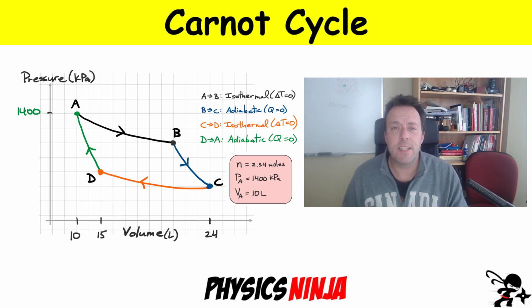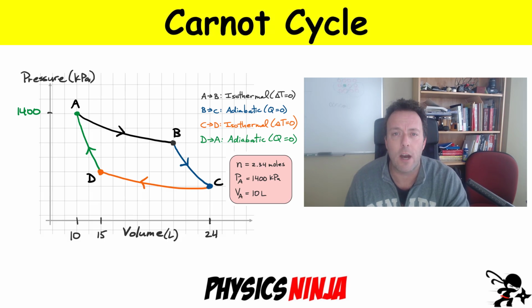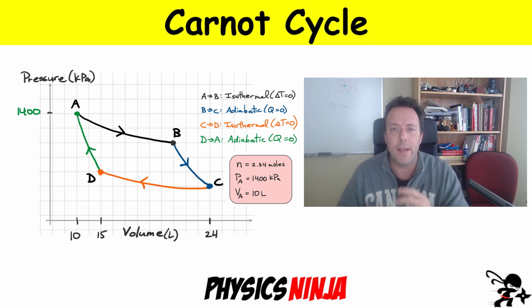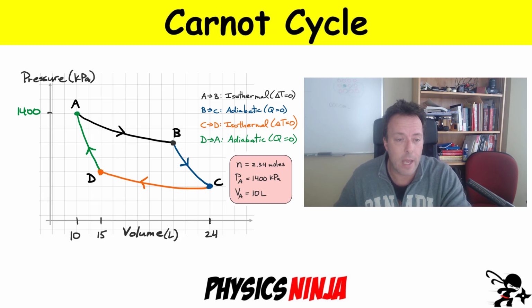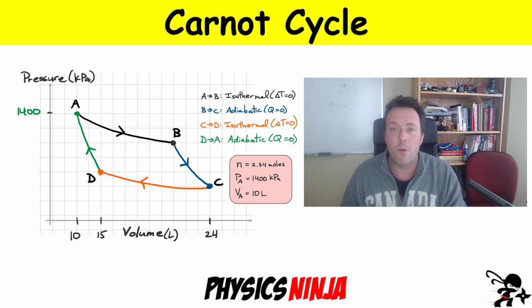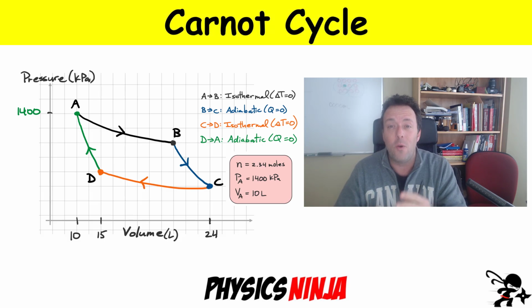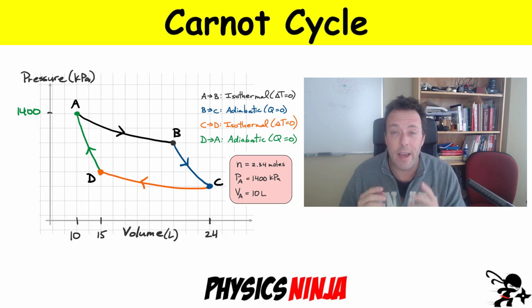Hi everybody, Physics Ninja. Today I want to look at the Carnot Cycle. So what we're going to first do is just review what the Carnot Cycle looks like on a PV diagram. I'll describe all these processes, the isothermal and the adiabatic processes, and what equations we can use to calculate, for example, pressure and volume. What if I was interested in calculating the work, the heat, or the change in internal energy of a gas as it goes through this cyclic process?